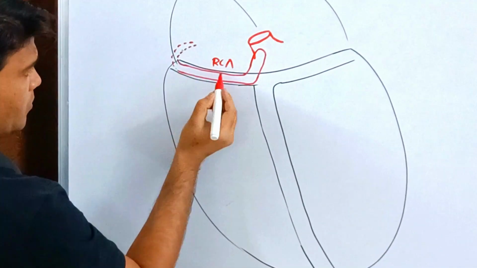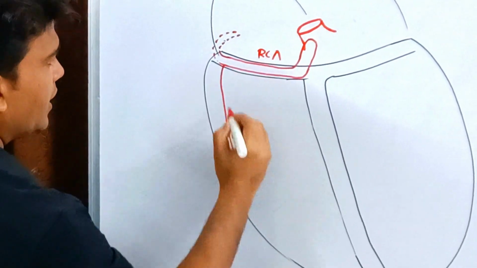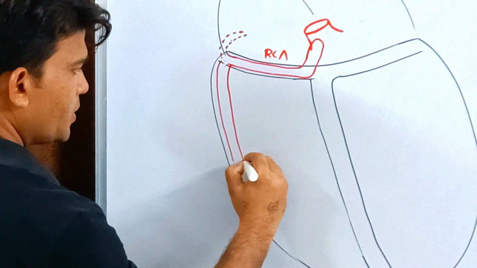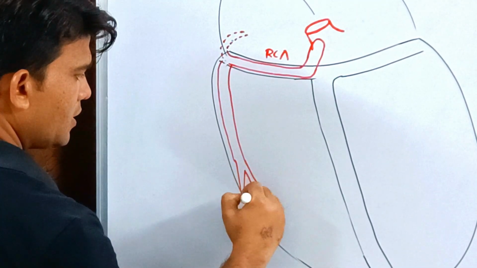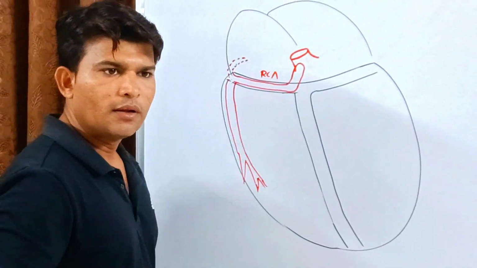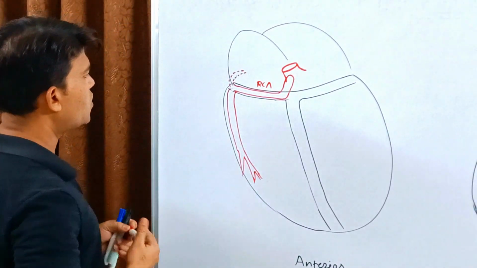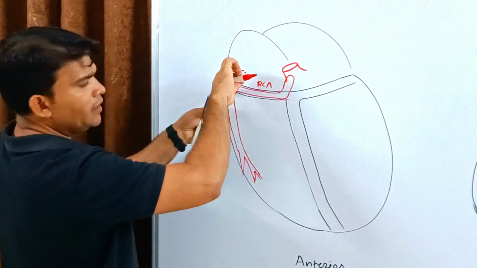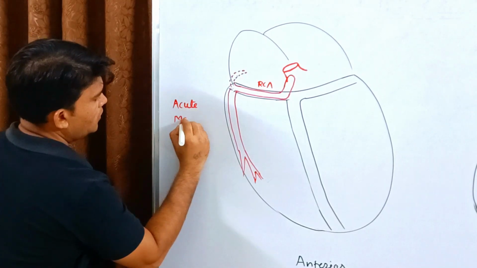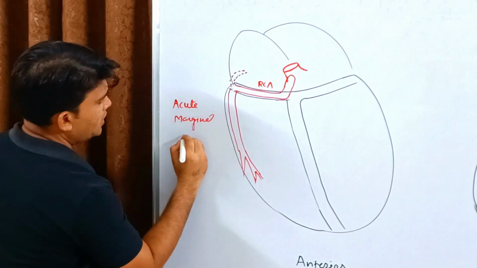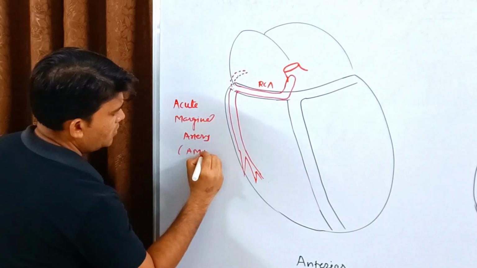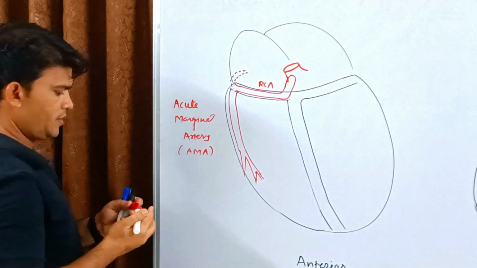Here, another branch of the right coronary artery arises and travels straight downward and supplies the free wall of the right ventricle. This free wall is making a 90 degree angle. So this is the acute marginal artery. Acute marginal artery, right?